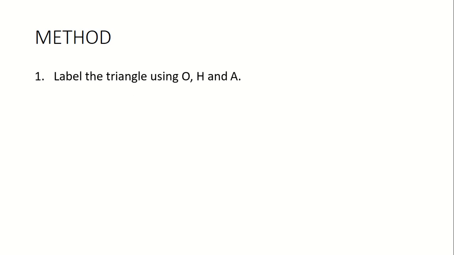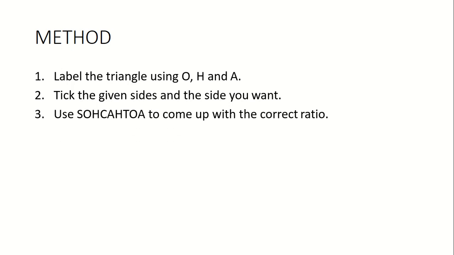These are the steps that you need to follow. First step, label the triangle using O, H and A. O stands for opposite, H stands for hypotenuse, A stands for adjacent. Step 2, tick the given sides and the side you want. Please note we may start with different sides, but we should get to the same, or a similar, answer. Step 3, use SOHCAHTOA to come up with the correct ratio.